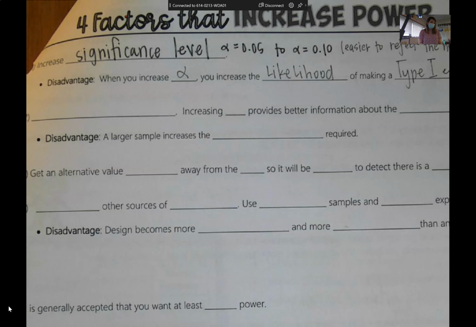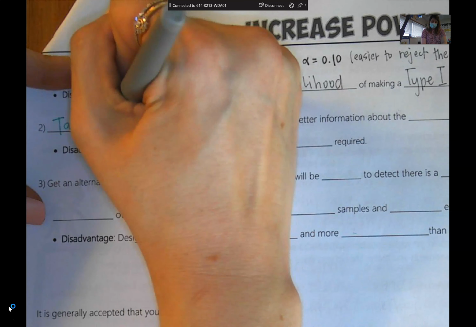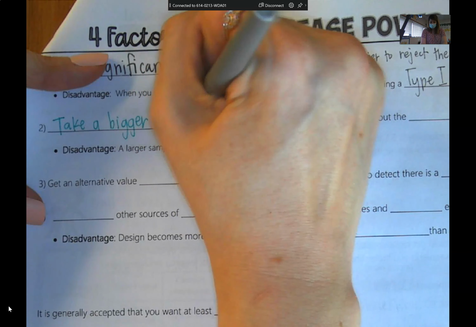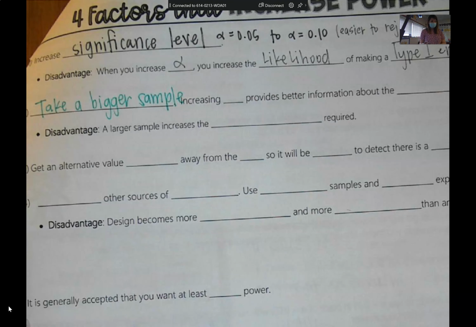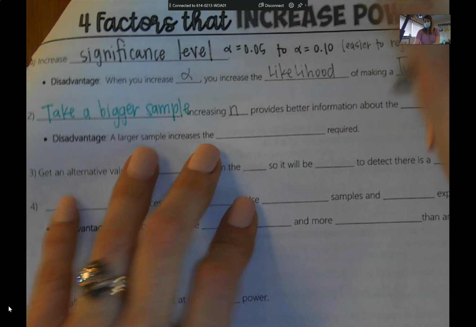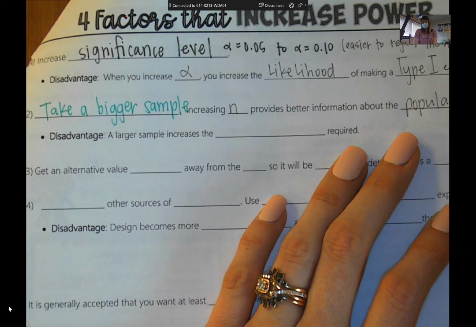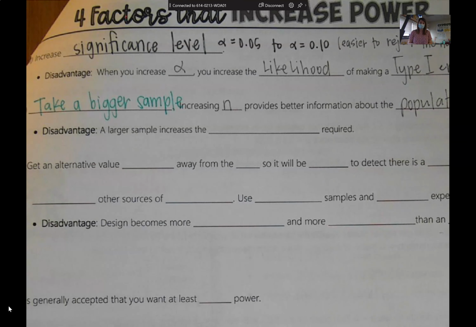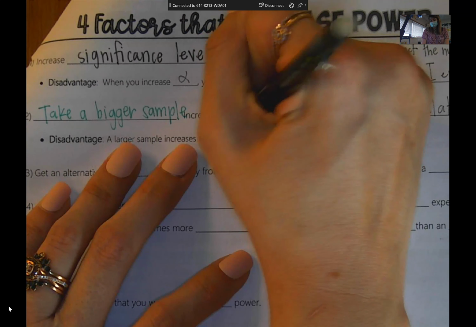Number 2, I think, is the best option. Take a bigger sample. Increasing N provides better information about your true population. The bigger sample you take, the higher your power will be. The disadvantage to this is that it usually costs more time and money.